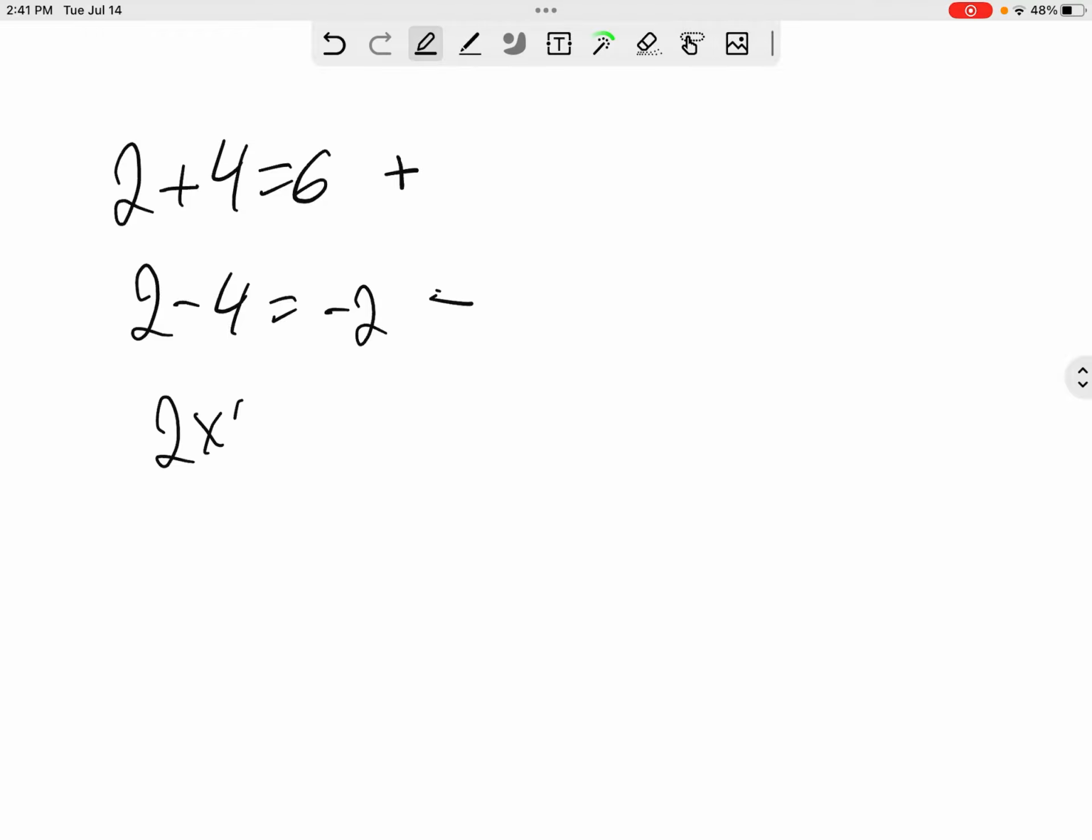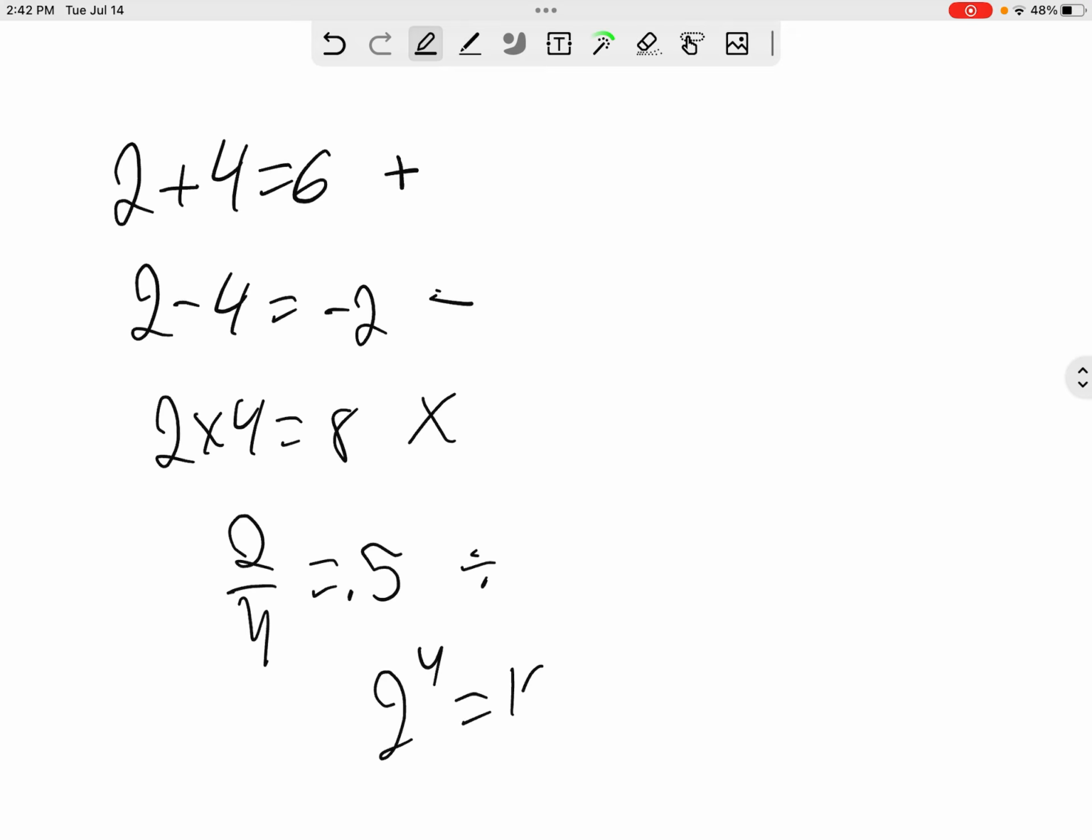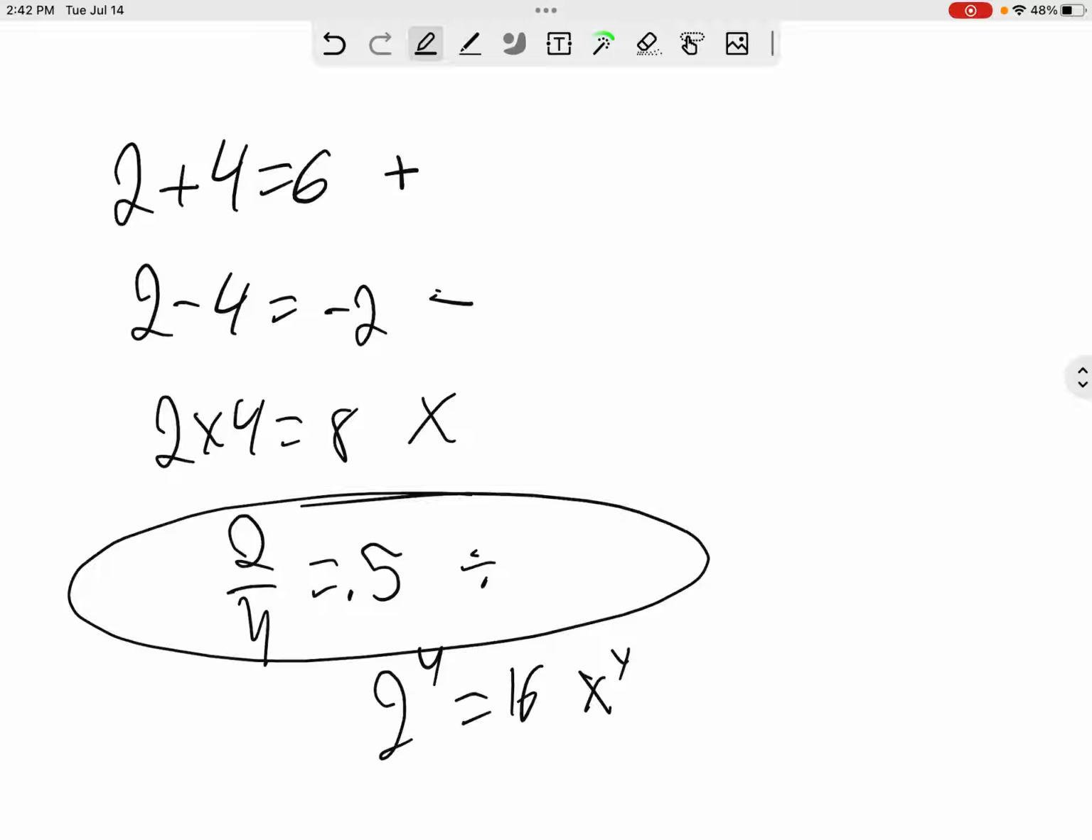And 2 times 4 equals 8. You get the idea. We're going to use this symbol to show that this is multiplication. Then 2 divided by 4 equals 0.5. For this, we're just going to use the simple division sign. And 2 to the power of 4 is equal to 16. We'll write this as x to the power of y. Now, the one operation to be careful with is division. Here's one of our simple rules: you just cannot divide by 0.